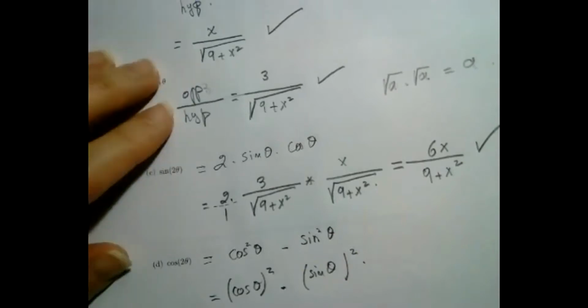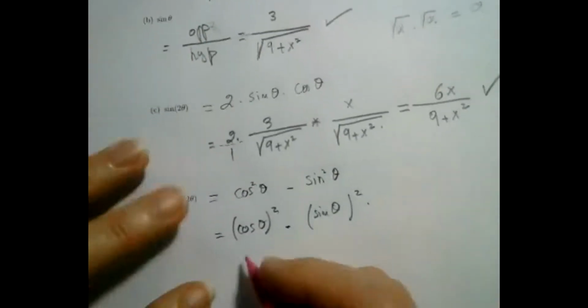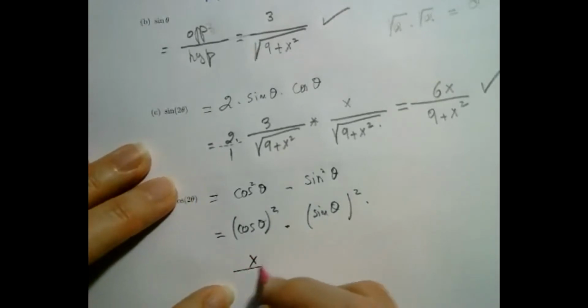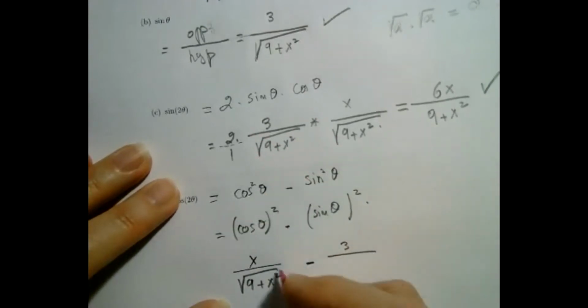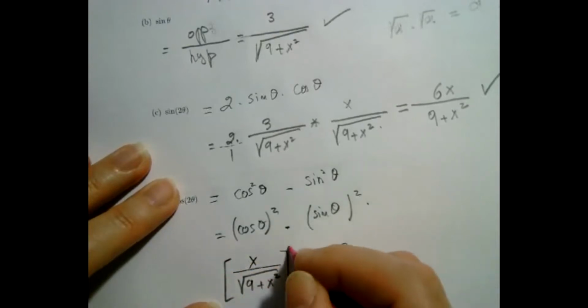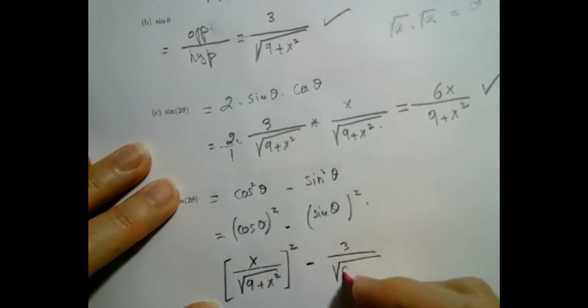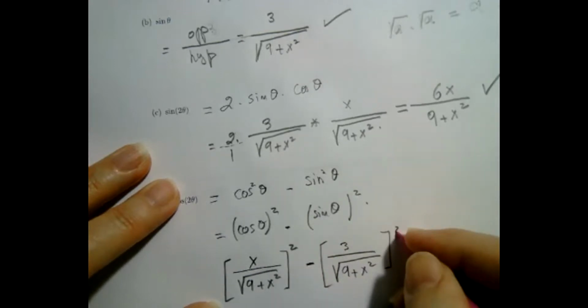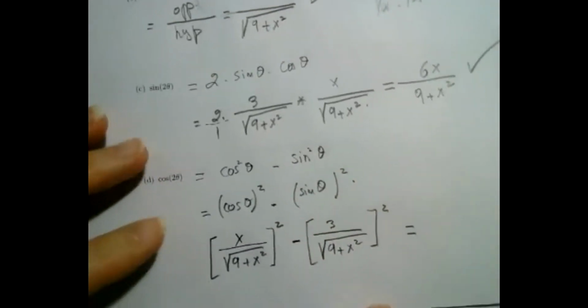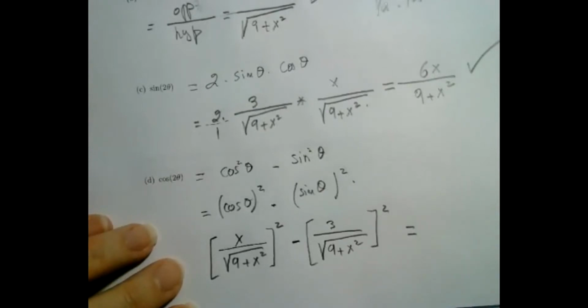Now we already found the cosine of theta. Cosine of theta is x over the square root of 9 plus x squared, minus the sine, which is 3 over the same thing, squared. And now the rest is actually, again, algebra. So let's do the algebra here.